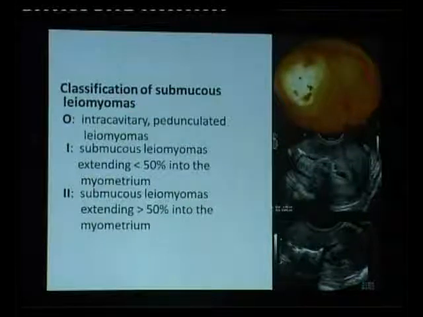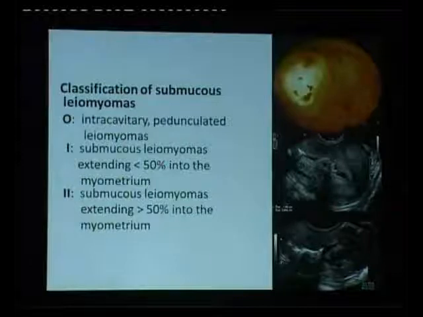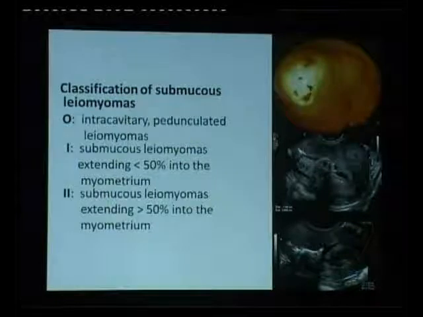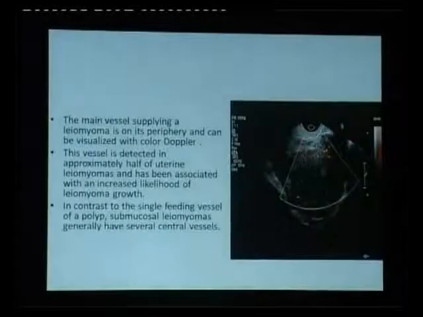We have the grade 0 ones where you have the intracavitary pedunculated leiomyomas, like you can see here on the top, a hysteroscopic picture. Then you have grade 1, which is submucous leiomyomas extending less than 50% in the myometrium, and you have grade 2, which is submucous leiomyomas extending more than 50% into the myometrium, and these are the ones again which will make your surgery a little difficult.